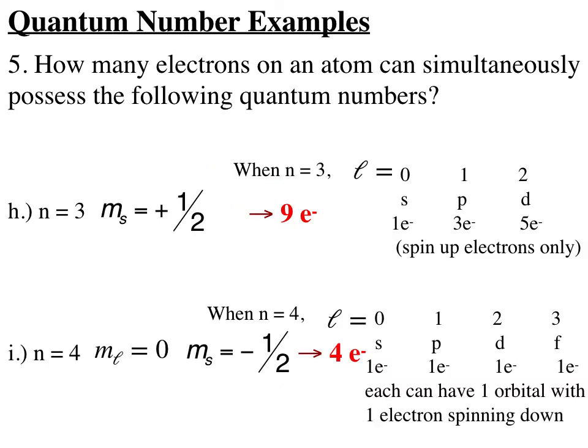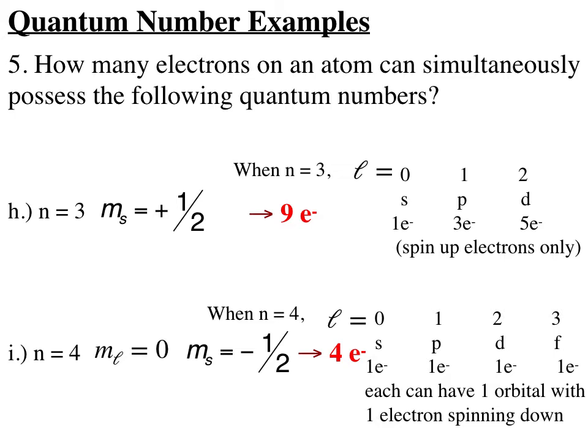One last page of these examples. Let's take example 5H. How many electrons can simultaneously have n equals 3, M sub S equal plus 1/2? So this is the spin-up electrons. We're saying how many spin-up electrons can go on energy level 3. So now we need to determine how many individual orbitals are on energy level 3. And when n is 3, you're allowed 3 orbitals. The L equals 0, 1, and 2. So you're allowed a 3s, a 3p, and a 3d.